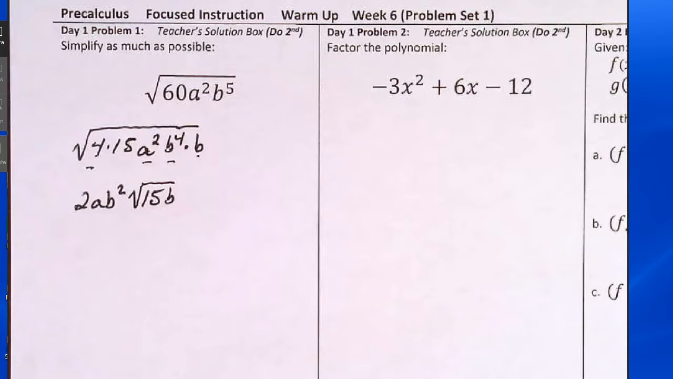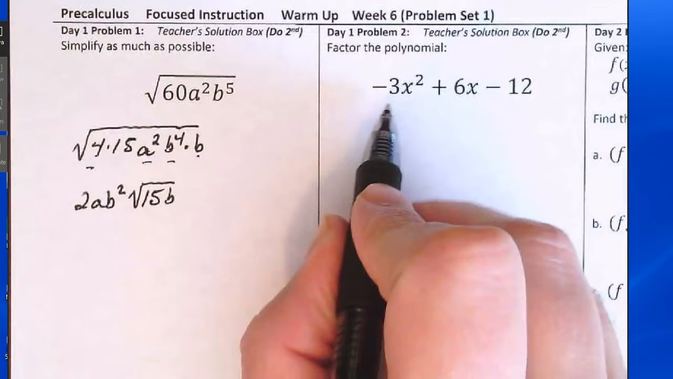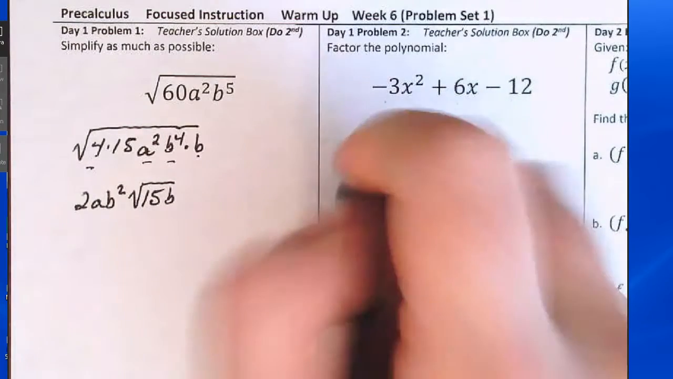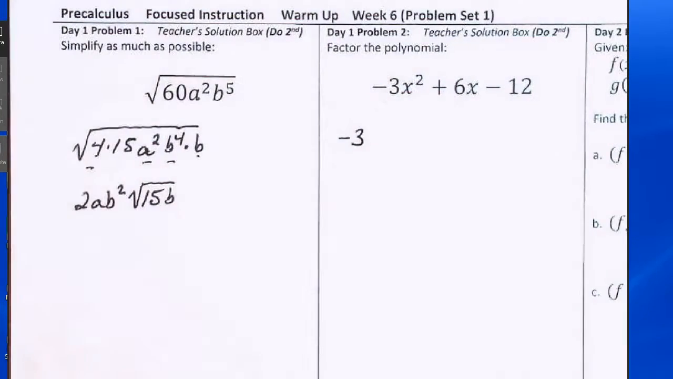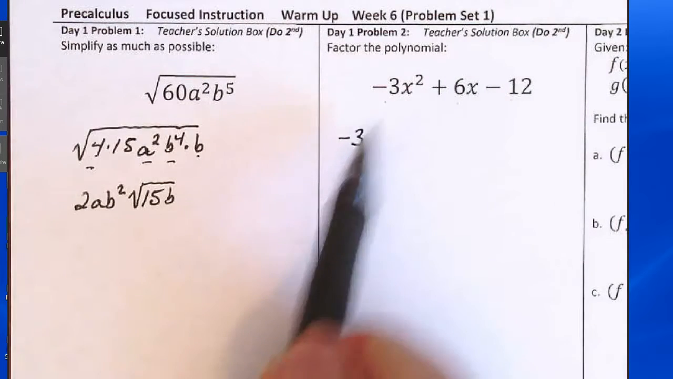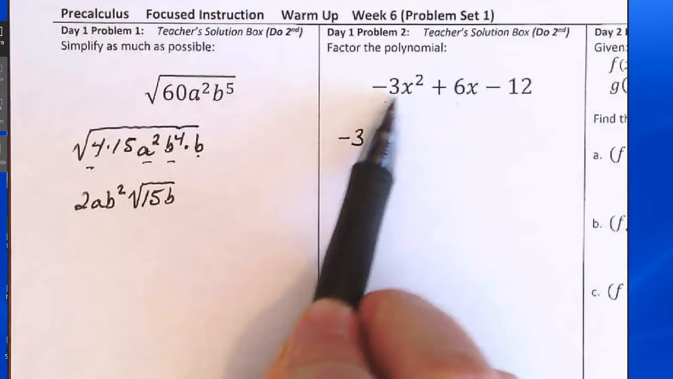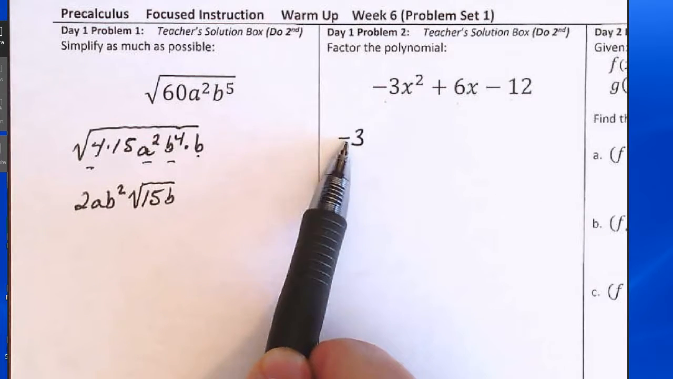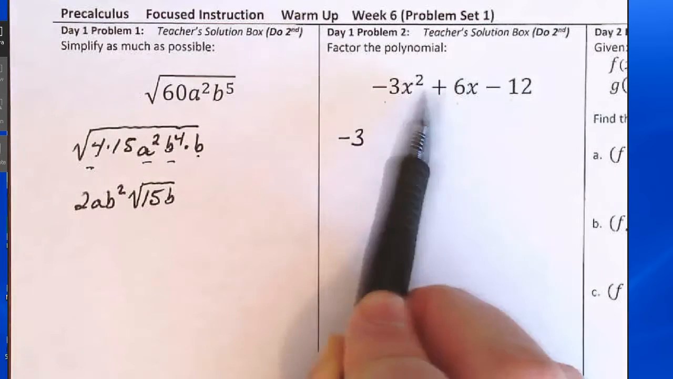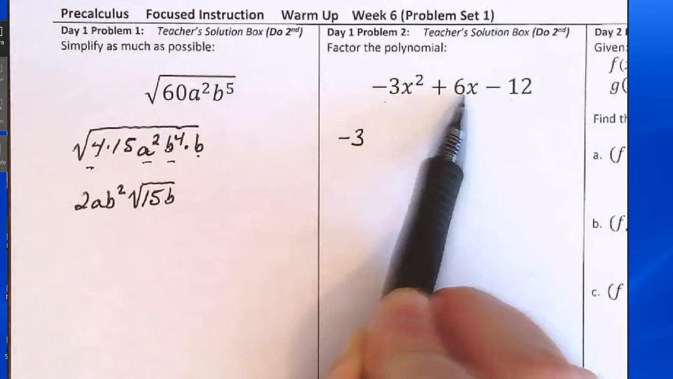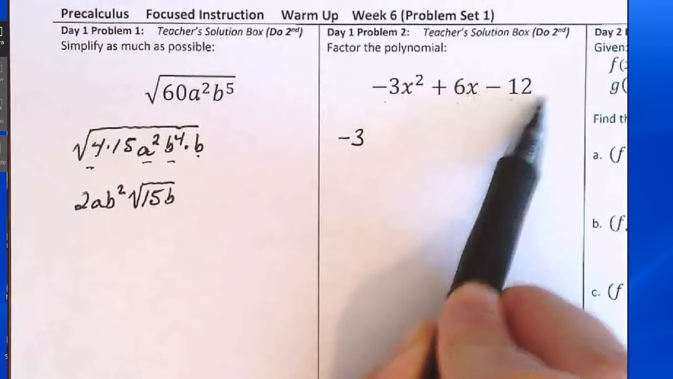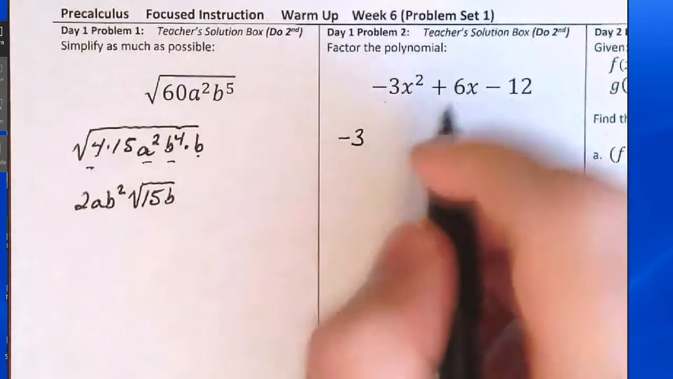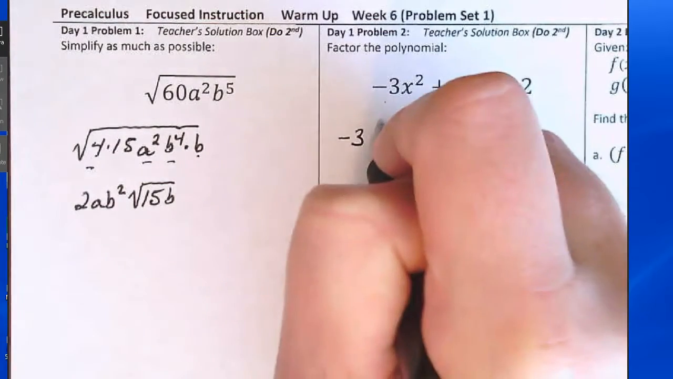Day 1, problem 2, factor the polynomial. The first kind of factoring to try is to look for a GCF. There is a number that divides into all terms. It is -3. It's customary if the leading coefficient of a polynomial is negative to include a negative sign with the GCF. The variable x will not divide into all terms because the last term does not have an x. So the GCF is only -3.